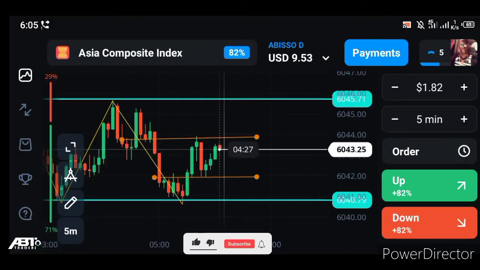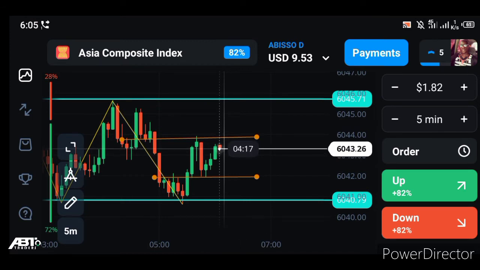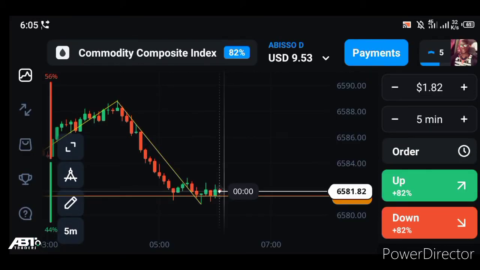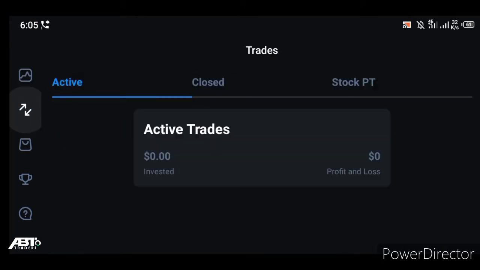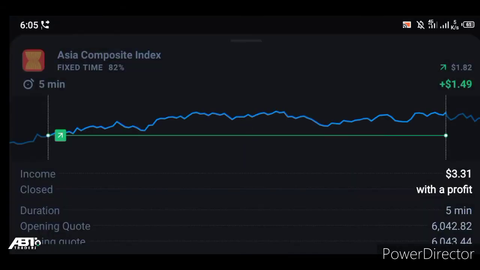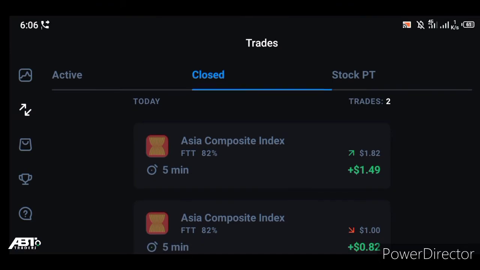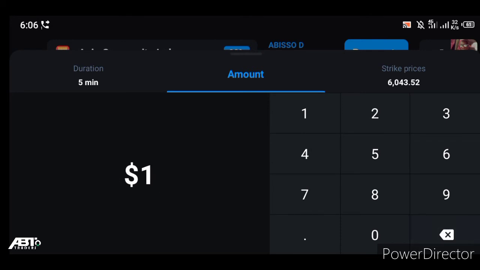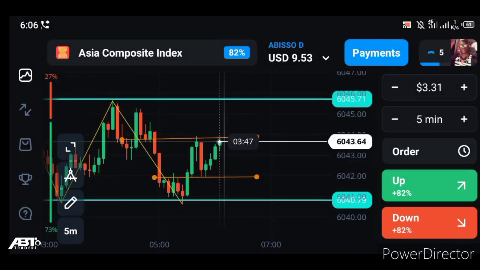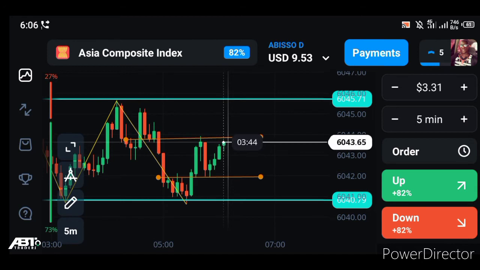So let's place the trade of 3 points. You can see the price is going in an up direction. Let's check another. Okay, yeah, I can see it's heading to the resistance. So let us check here, 3.31. Let us place a trade for 3.31. So let us see if it will break the resistance level, because if it breaks the resistance level, it will continue going up.